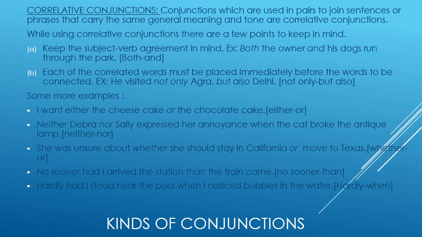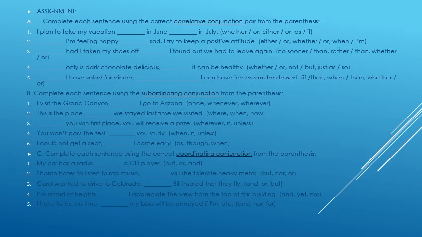She was unsure about whether she should stay in California or move to Texas. Whether or is the pair of conjunctions used here. No sooner had I arrived at the station than the train came. No sooner than is a pair of conjunctions here. Hardly had I stood near the pool when I noticed bubbles in the water. Hardly when is the pair of correlative conjunctions used here.